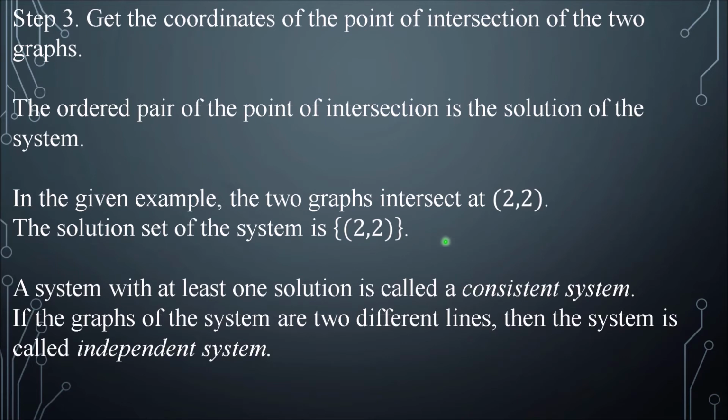Now, a system with at least one solution is called a consistent system. Again, a system with at least one solution is called a consistent system. Now, if the graphs of the system are two different lines, then the system is called an independent system.